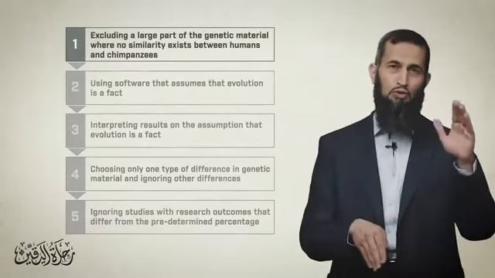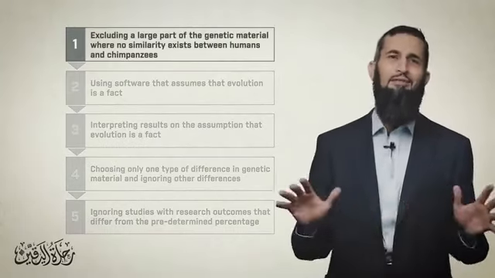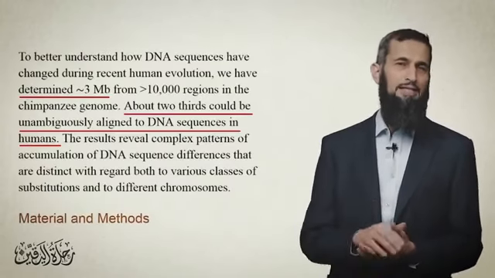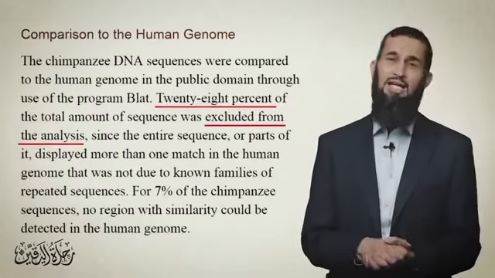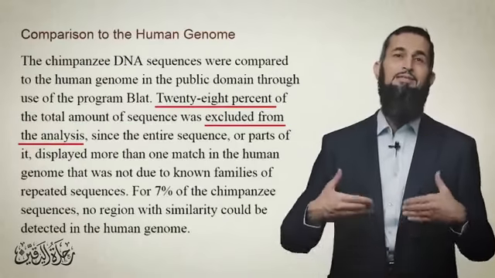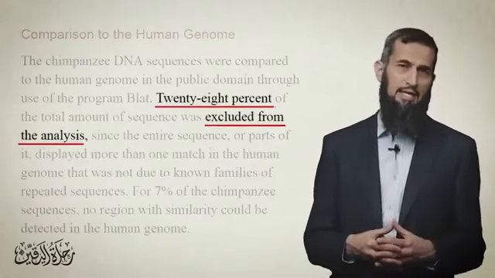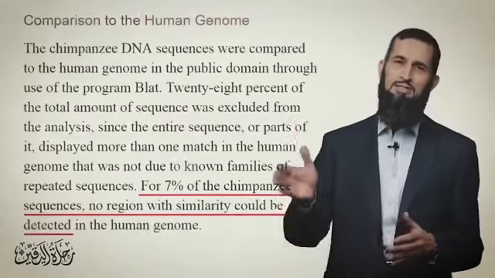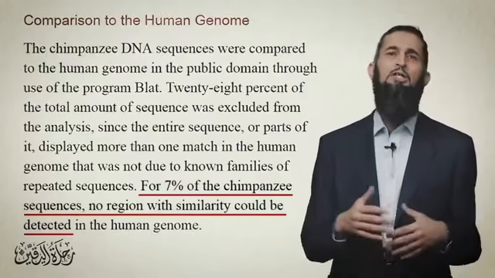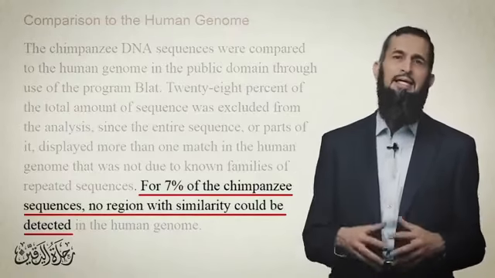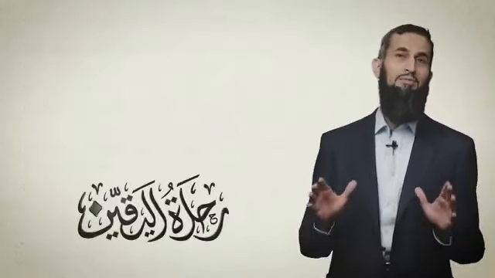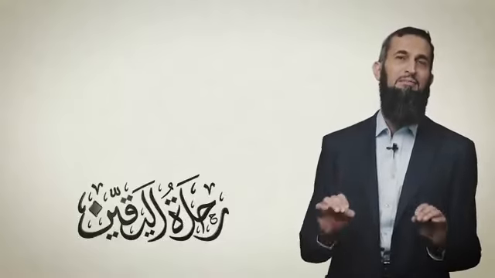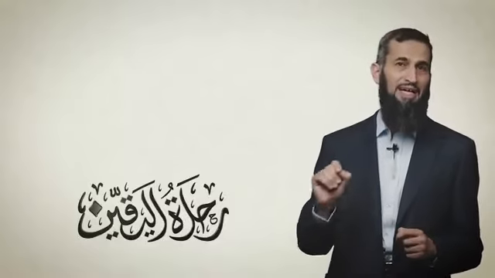Step 1. They excluded part of this sample where no homology existed. Researchers noticed that around 2/3 of the sample was similar to the human genome, so the remaining 28% of the sequence was excluded from the analysis, as it was difficult to compare with human DNA. They excluded another 7%. Why? Because no region with similarity could be detected. This means that they excluded a total of 35% of the 0.001 of the chimpanzee sample they selected.